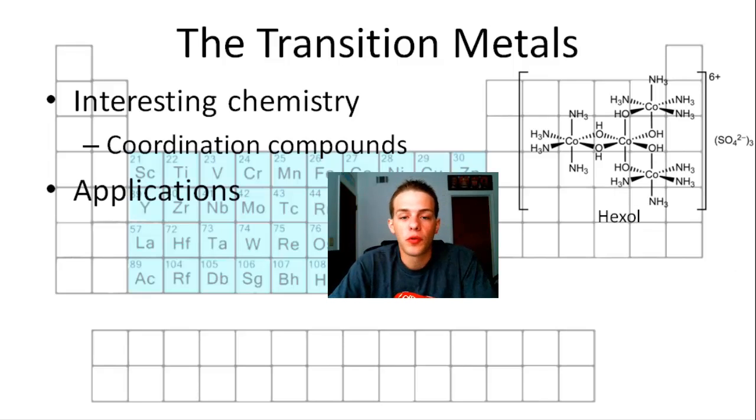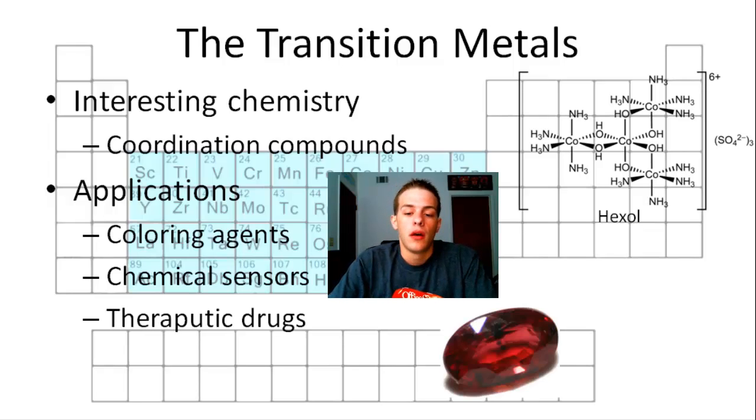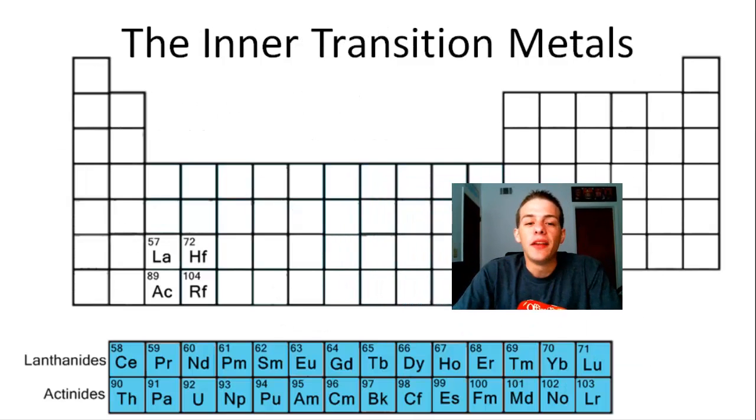There's a lot of applications of transition metals. Just to name a couple, they can be used as coloring agents, chemical sensors. They can be used as therapeutic drugs, among many, many other things. This is a ruby and an emerald, and the red color of a ruby and the green color of an emerald are both caused by the same atom. It just depends on what kind of ligands are surrounding it. So this is pretty interesting stuff. You can get a lot of different colors caused by what we call electronic transitions in these metals. It's pretty cool stuff. So now let's talk about the inner transition metals.